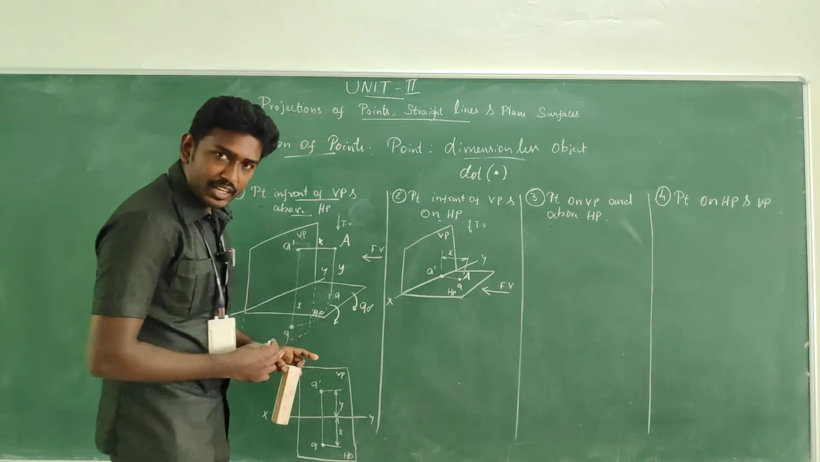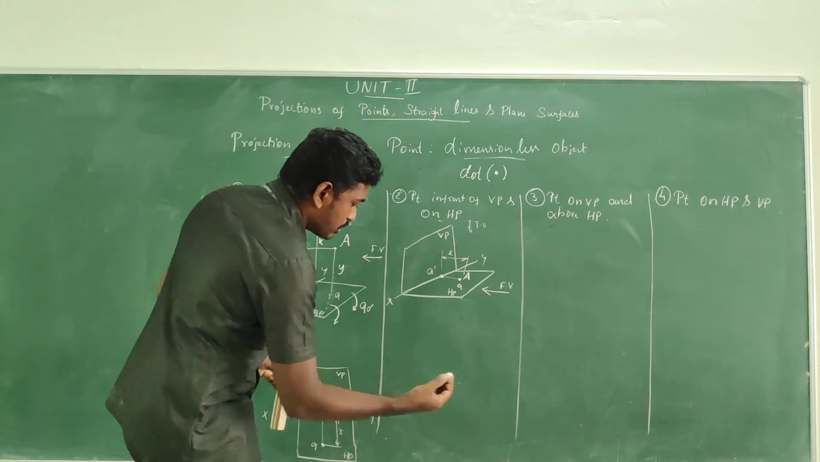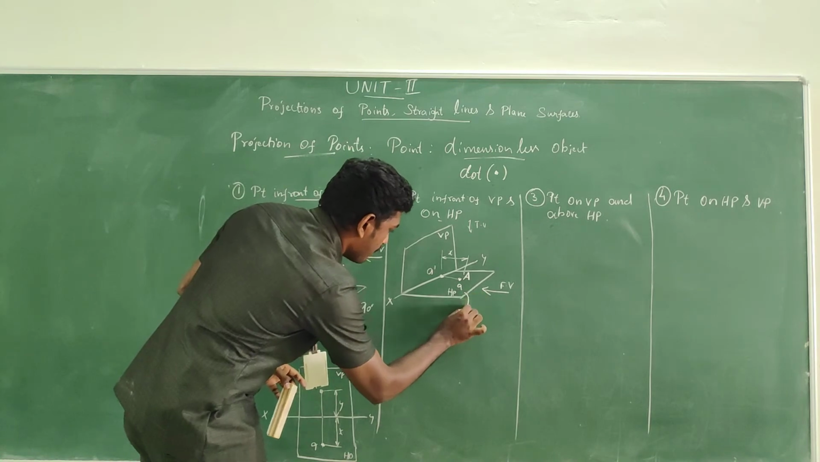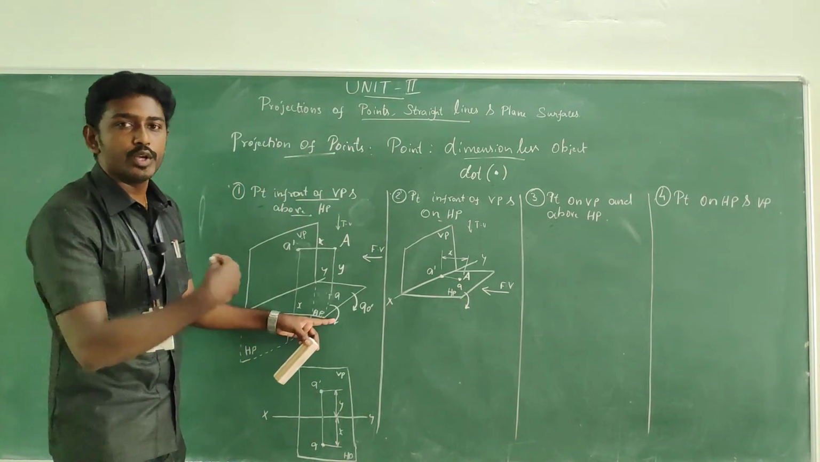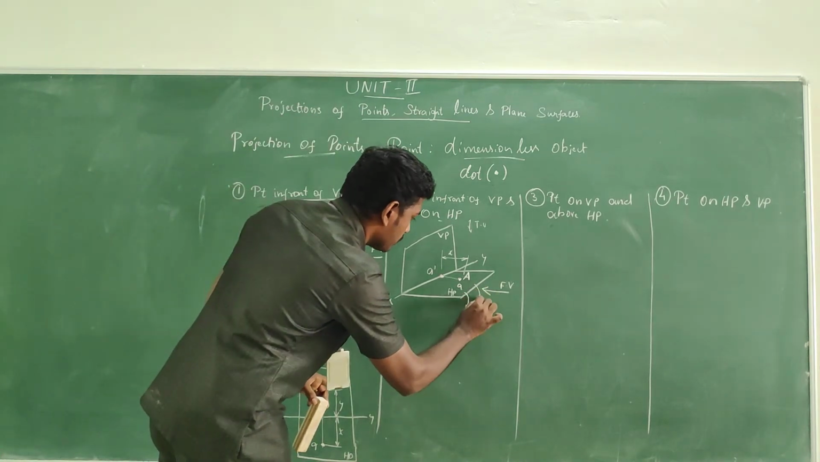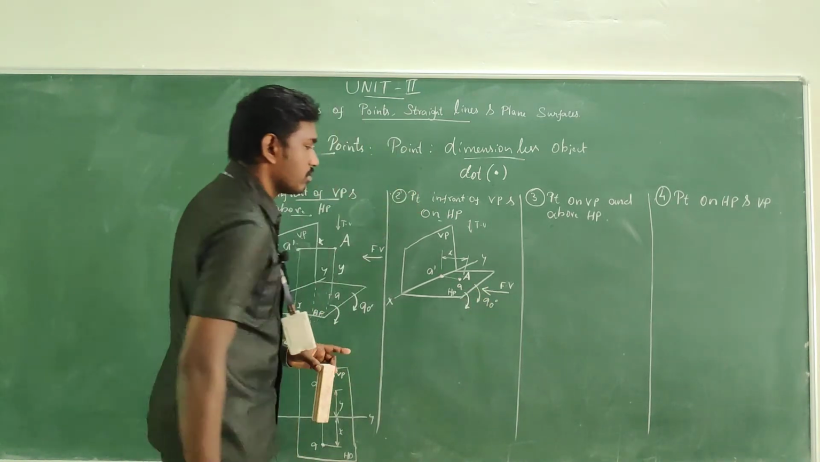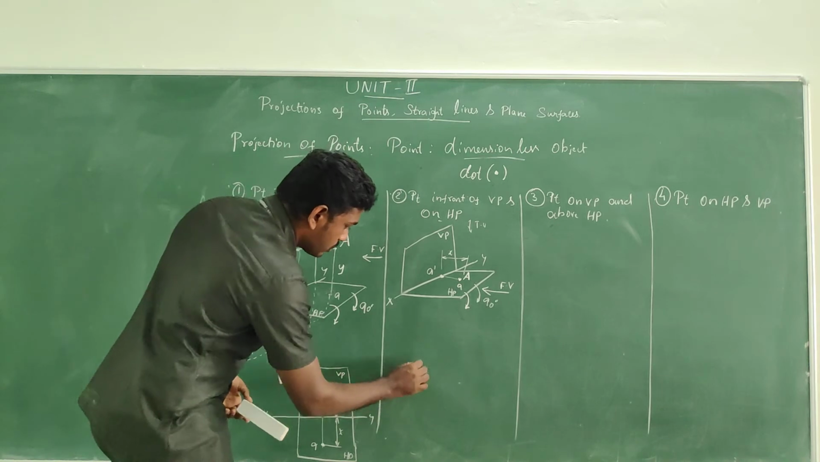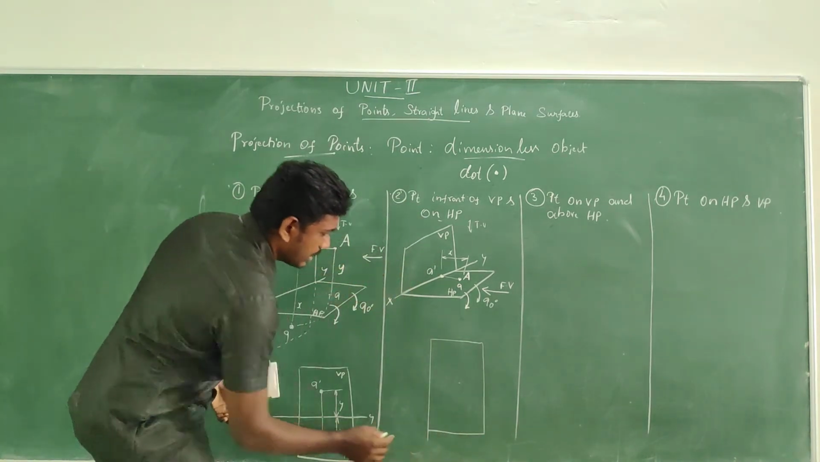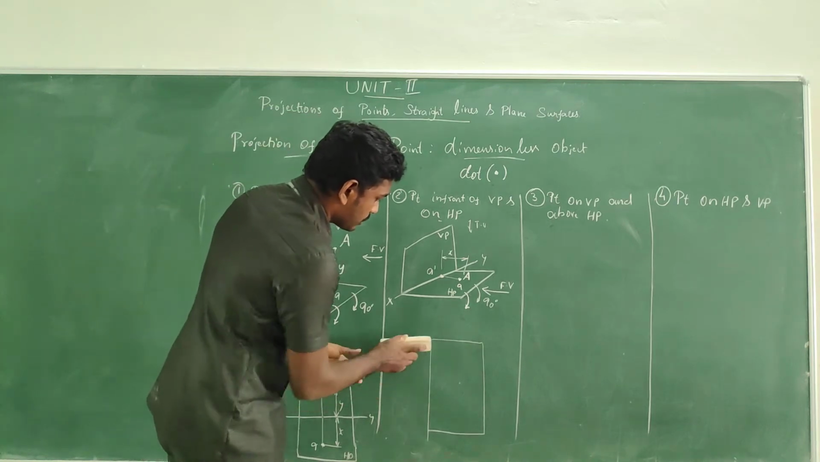So when you are converting it to 2D in order to capture it on the paper, right? What we do is the same principle: we're going to rotate the horizontal plane 90 degrees, something like this. So automatically it comes like this.